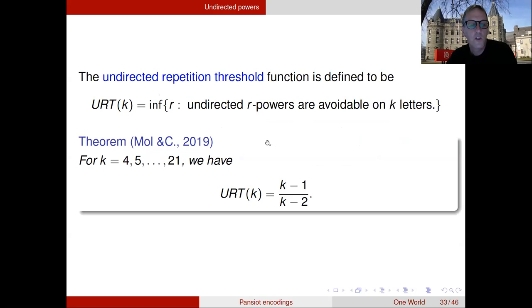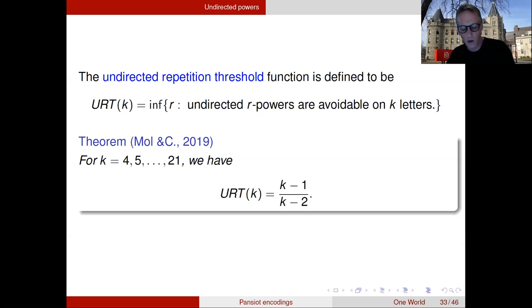So the undirected repetition threshold function is defined to be the infimum of R such that undirected R powers are avoidable on k letters. They say that consistency is the bugbear of little minds. So the original repetition threshold function I gave as a supremum, this one I'm giving as an infimum. And here's a theorem with Lucas Mol. For k equals 4, 5, up to 21, the undirected repetition threshold is (k-1)/(k-2). So there's an obvious conjecture that this is the correct expression for all k.